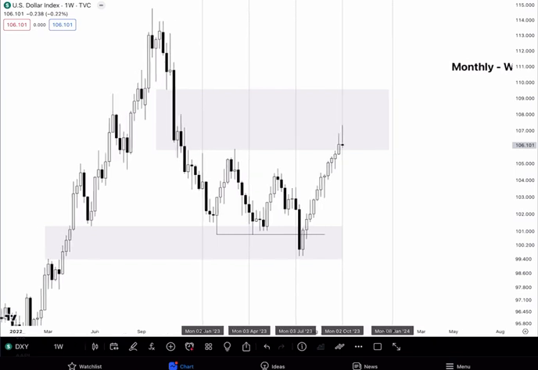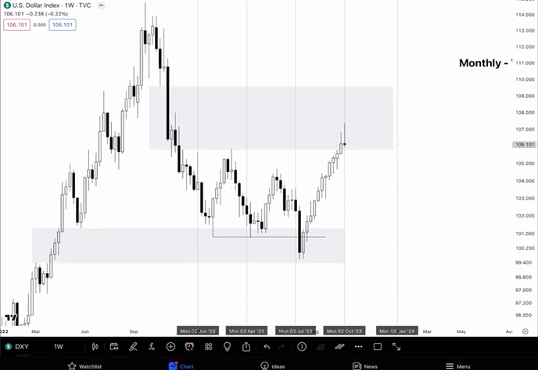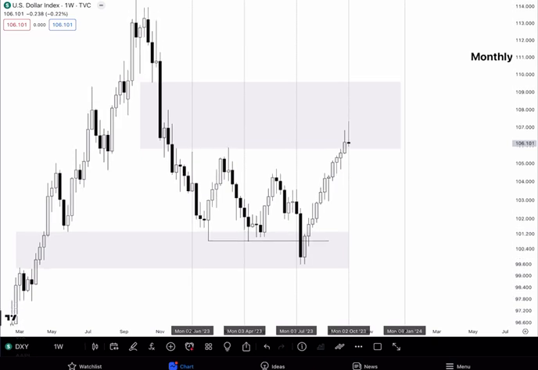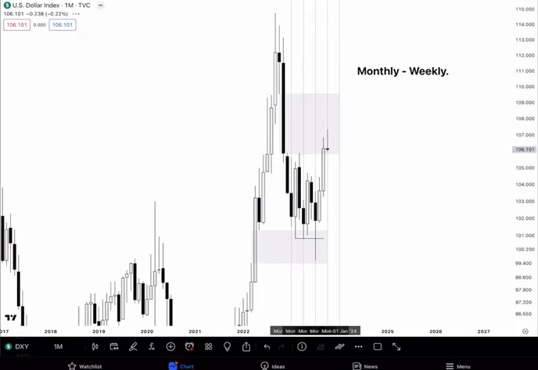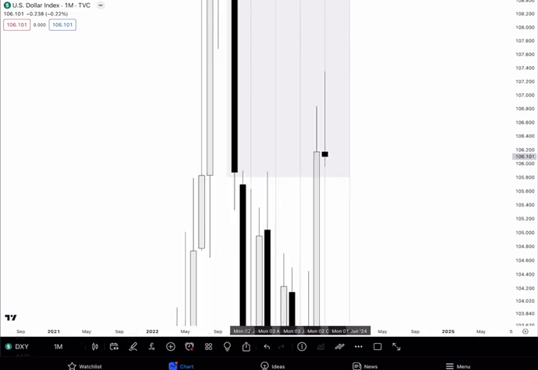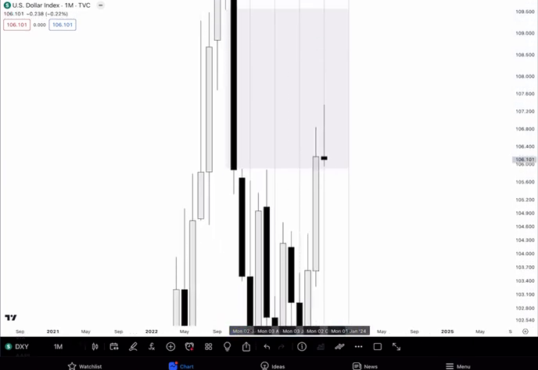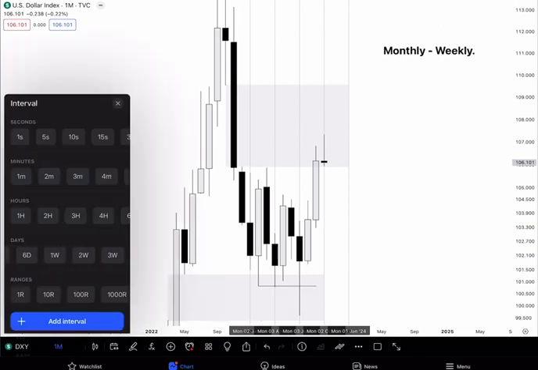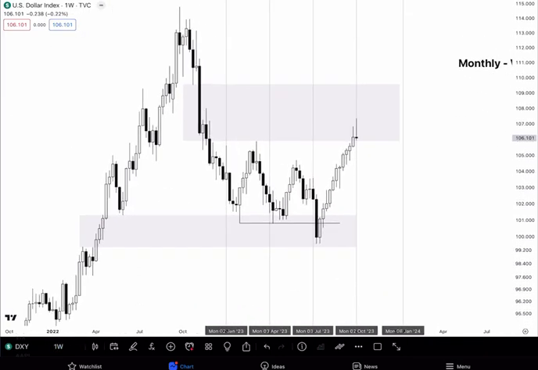Now, what happened here is that this gap was not hit over here. Very good. So we've been accumulating in a tight range for 6 months.